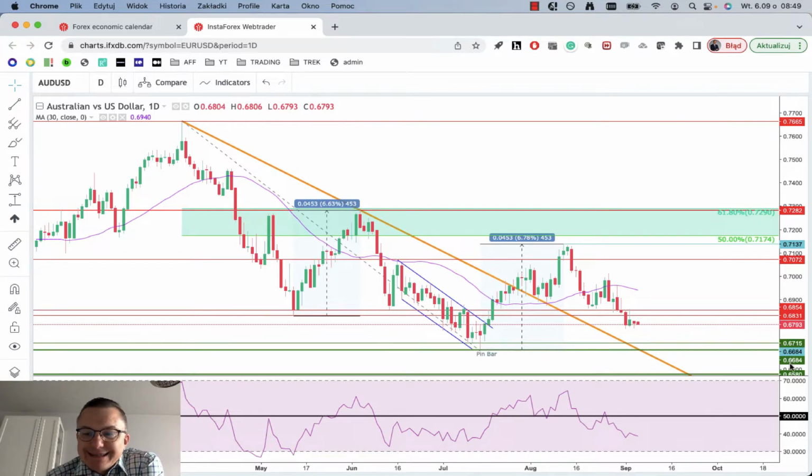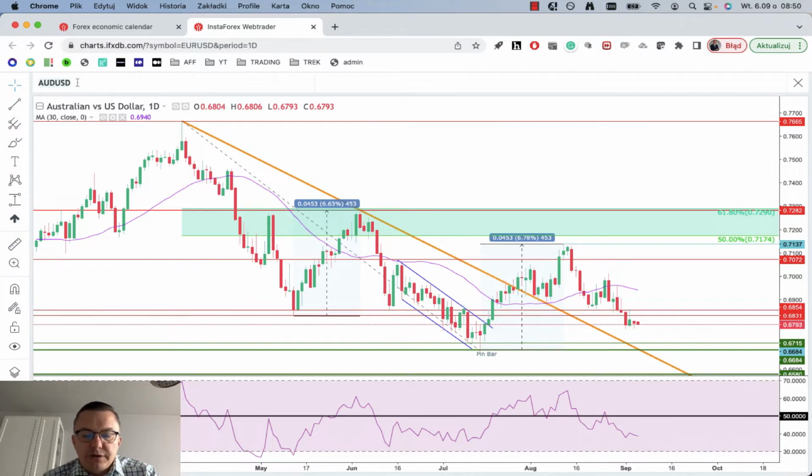6,715, 6,684 are the levels that are now the targets for the bears. So the bearish trend is still present on the Australian dollar. We should see lower levels here.